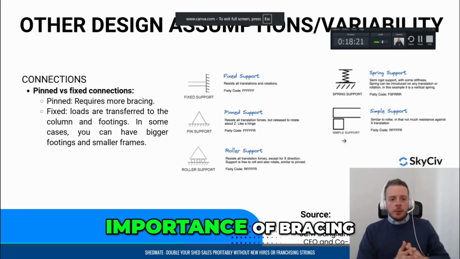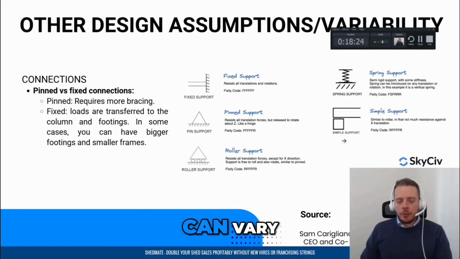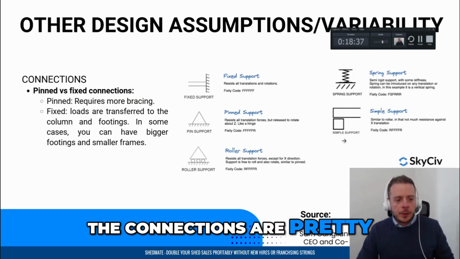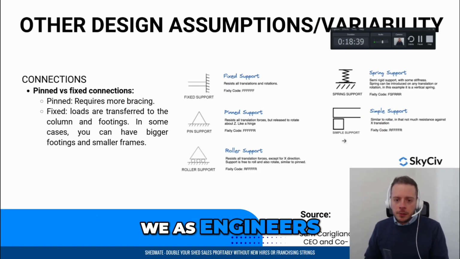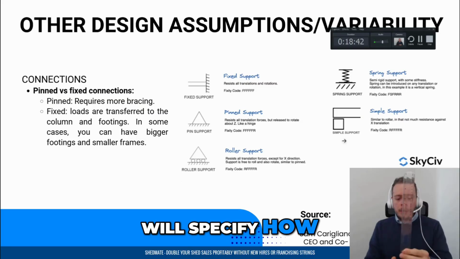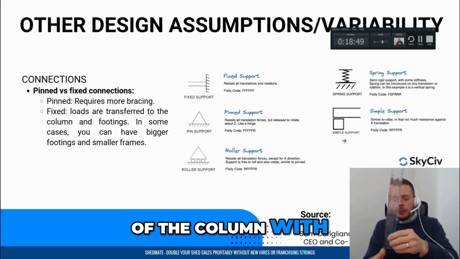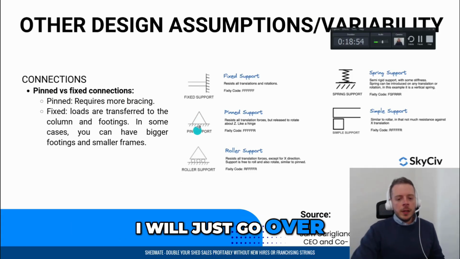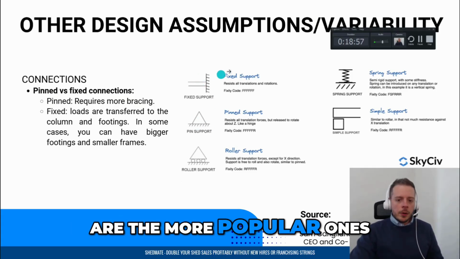So we understood the importance of bracing, and something else that can vary a lot is related to the connection. The connections are pretty much the way that we as engineers will specify how the interface of the column with the footings will happen. There are lots of different types of supports. I'll just cover these two because they're the more popular ones.